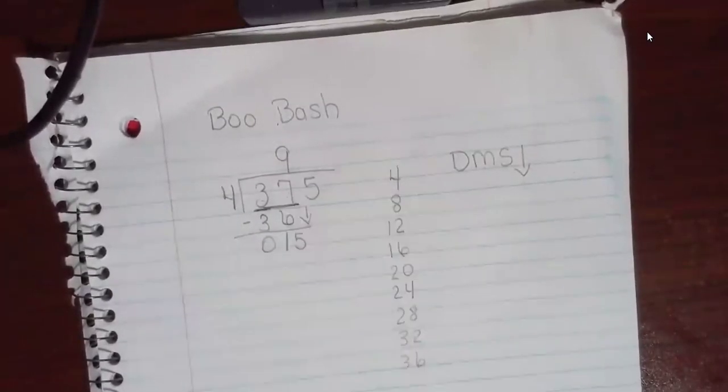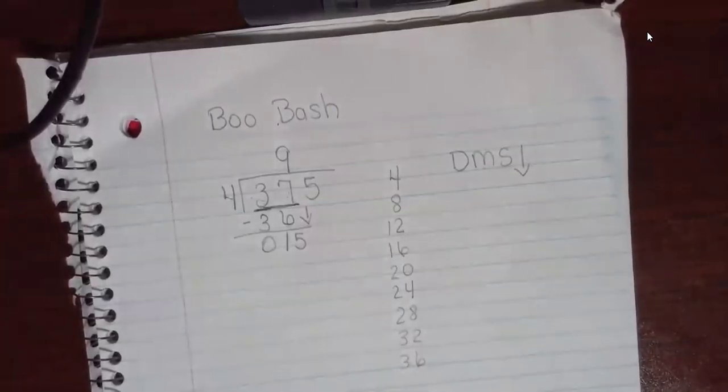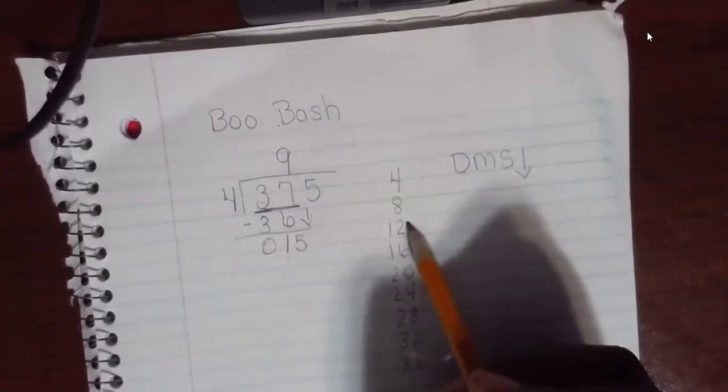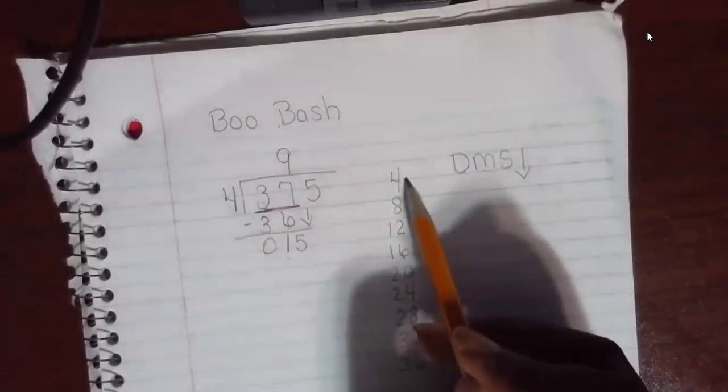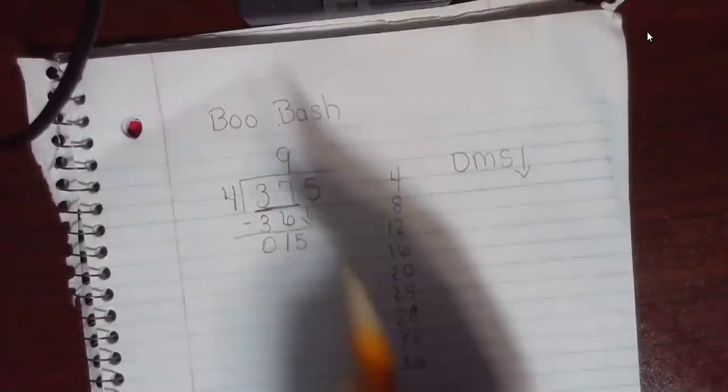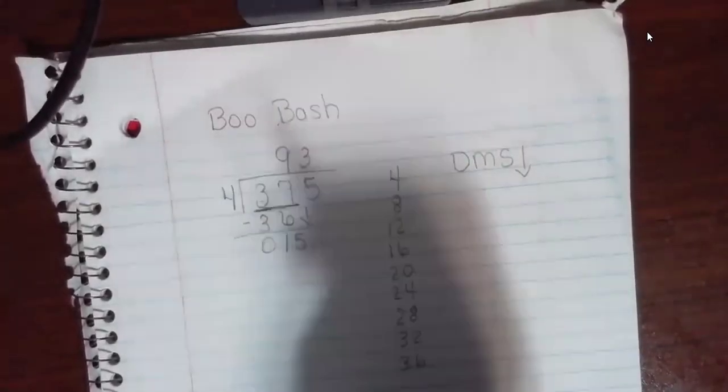Bring it on down and bring it on back. Bring it on back means start over again. So now my dividend is 15. I'm asking myself, what's the closest I can get to 15 without going over? 12. How many groups is that? 1, 2, 3. 3 goes in my quotient.